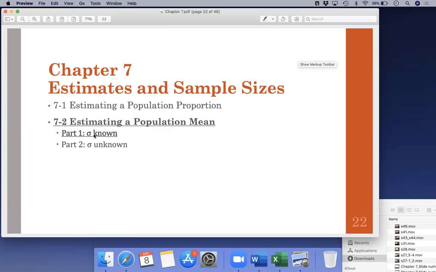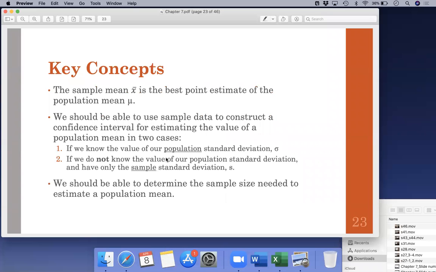Under that we have two parts. The first part is when sigma is known. The second part is when sigma is unknown. What is sigma? Sigma is our population standard deviation. There are some key concepts in this part.